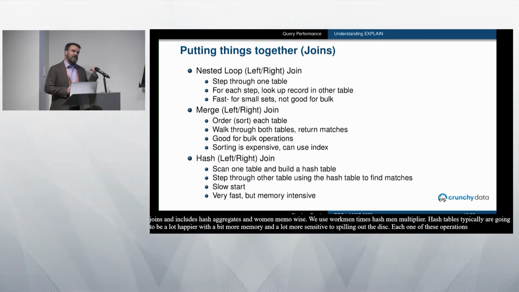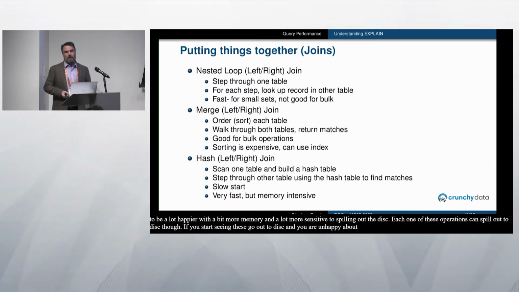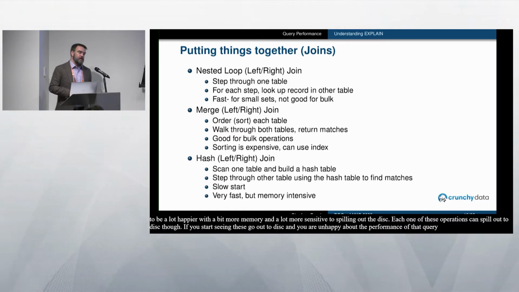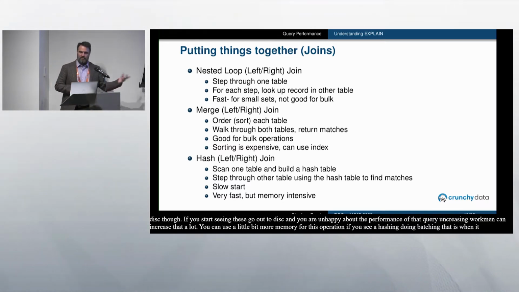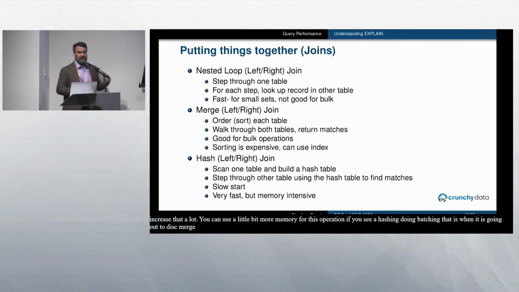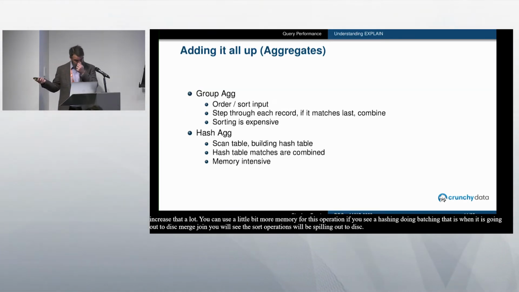If you start seeing these spill out to disk and you are unhappy about the performance of that query, increasing work_mem can help a lot, because it's going to tell Postgres, hey, you can use a little bit more memory for this operation. If you see a hash join doing batching or a hash aggregate doing batching, that is when it's spilling out to disk. With a merge join, the sort operations will typically be what's actually spilling out to disk. A merge itself is not going to spill to disk. Same is true for a nested loop.